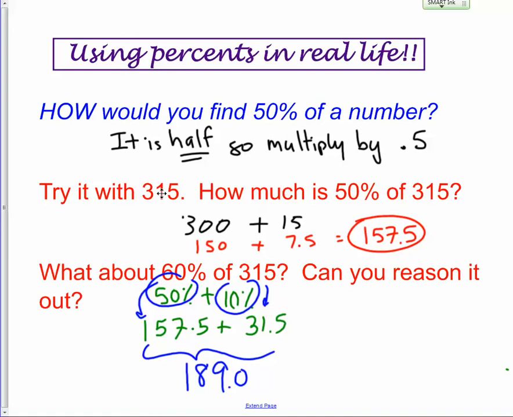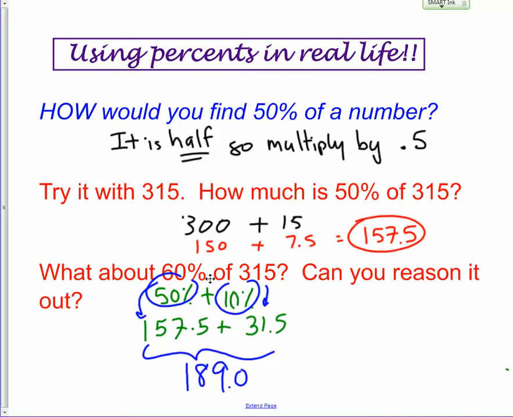So I said try it with 315 and do it mentally. And so I said think of 315 as 300 plus 15. Then it's easy to do in your head. Half of 300 is 150. A half of 15 is 7.5. Put it together and you have 157 and 5/10.